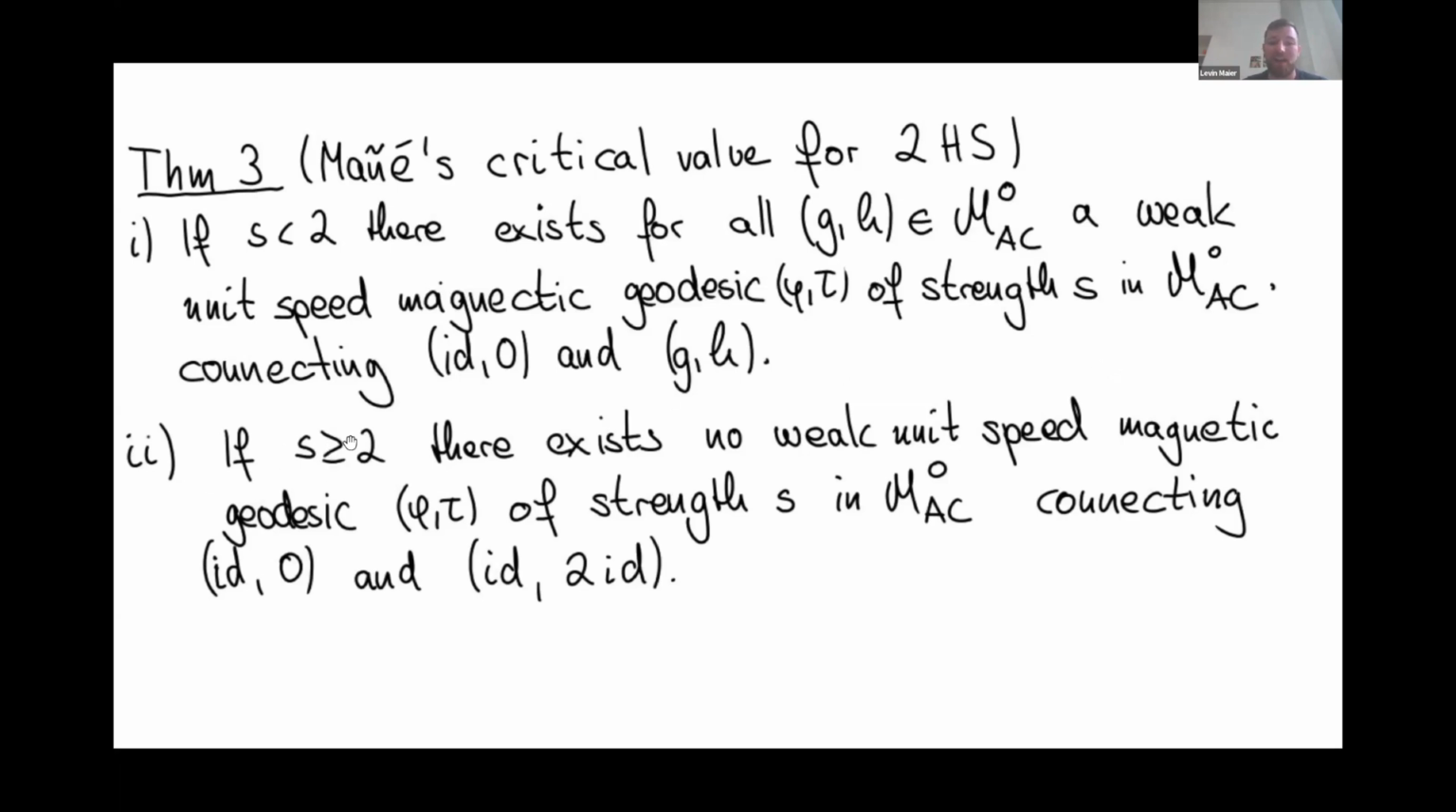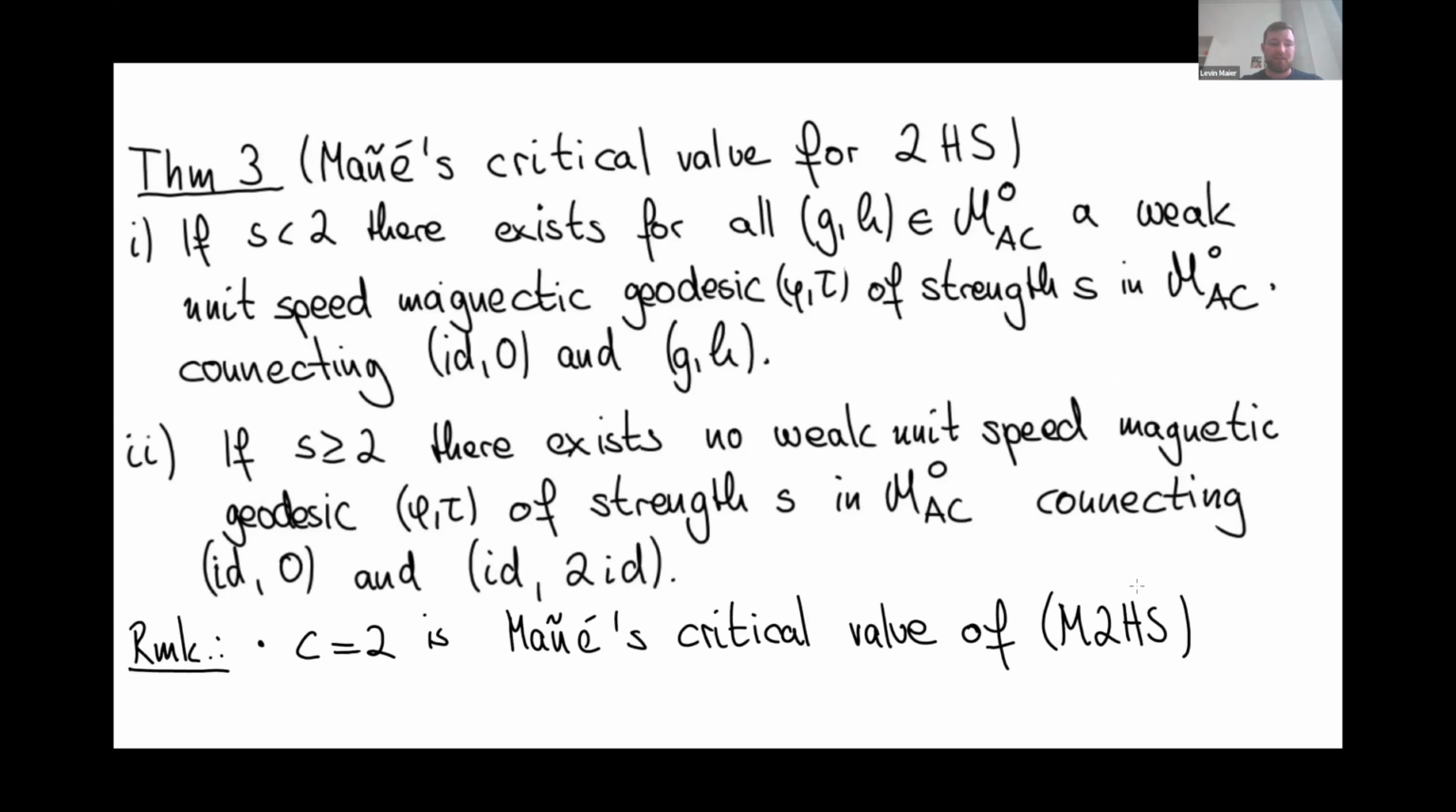And then if S is bigger or equal to 2, there exists no unit speed magnetic geodesic phi(tau) of strength S in M0 connecting the identity (0) and (identity, 2 times identity). And that exactly corresponds to the picture before: we can't connect points on the yellow orbit and the purple orbit.